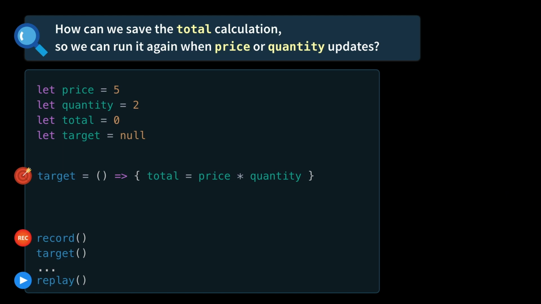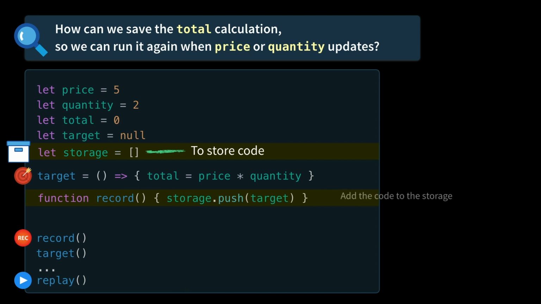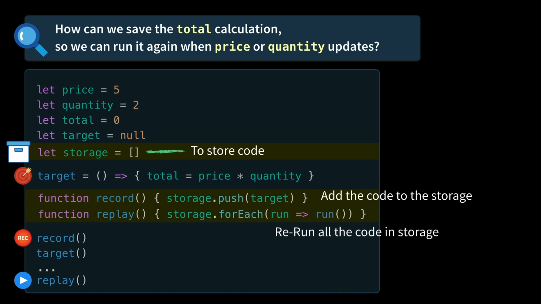So the storage we were talking about, let's add that as a variable and make that an array, like you see here. We'll implement the record function, simply pushing our target anonymous function into our array. Then we'll create our replay function, just going through each anonymous function inside storage and running it.